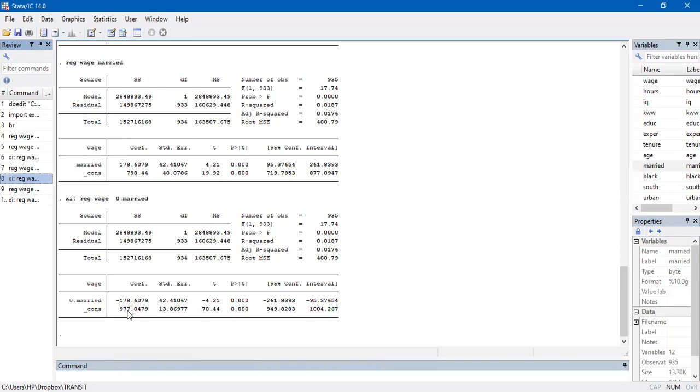You see that the meaning is the same thing, but the references are different. If the person is married, the person is getting 178 more than the person who is not married. And if the person is not married, the person is getting 178 less than those that are married. Is that okay?